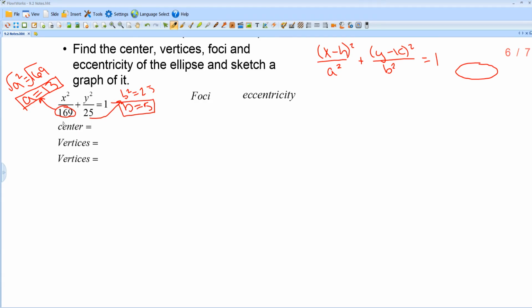In terms of my center, remember, let's just change the color to help us out a little bit. Our center is in the form of h comma k. So here there's nothing being subtracted from x, there's nothing being subtracted from y, so our center is 0 comma 0.